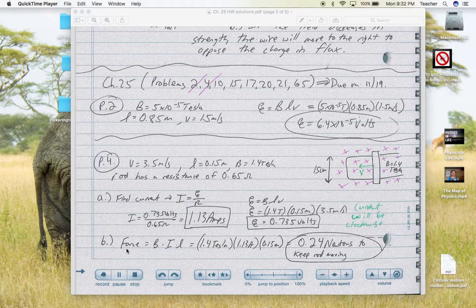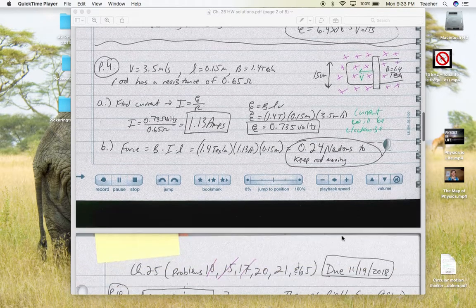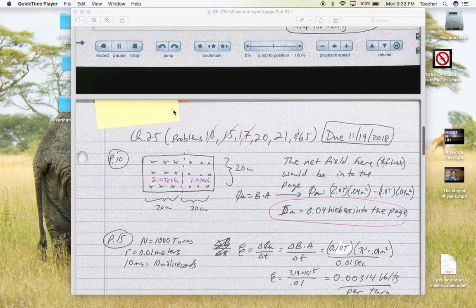And then to figure out the force to keep it moving, we could simply use this formula which we talked about earlier, B times I times L. So 0.24 newtons would be needed for that. For problem 4, oh, that's a funny post-it.